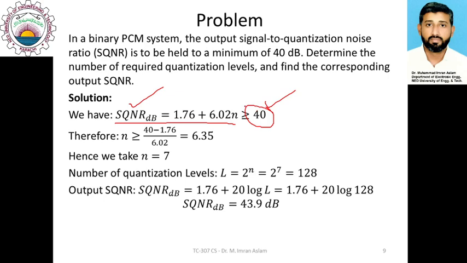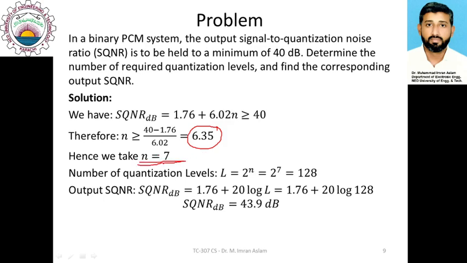From this relationship, you can see that n can easily be calculated, because n will be 40 minus, subtracting this 1.76, 40 minus 1.76 divided by 6.02, and if we simplify, we would see that we need to have the number of bits greater than 6.35. This value comes out to be 6.35. So that means for this particular case, we need to use a number of bits greater than 6.35. So we cannot use 6, rather we should take the value n equal to 7 for the number of bits here.